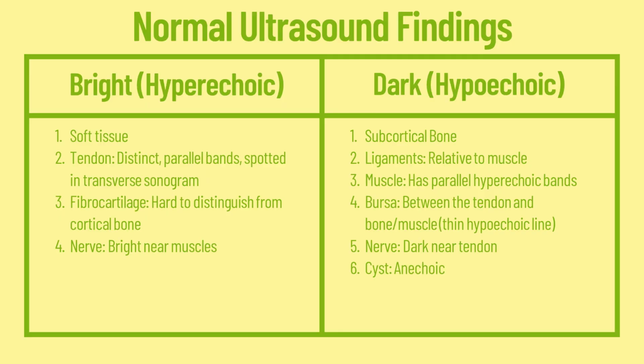And then we go into the bursa, which is going to be between a muscle and a tendon, or a tendon and a bone. And this is going to appear as a hypoechoic line that's really thin. And then we have the nerve, which is again going to appear dark or hypoechoic next to the tendon, as I said. And then we have cysts, which are going to be anechoic, so it's not going to give us any signal back. So like I said, depending on the plane of where we have that transducer, the ultrasound image is going to appear different.